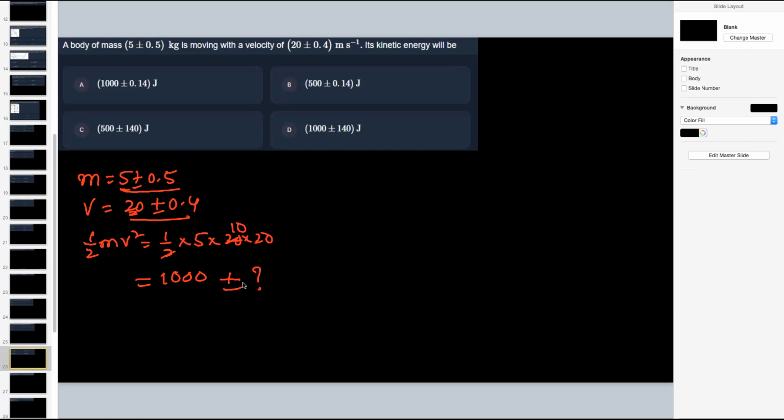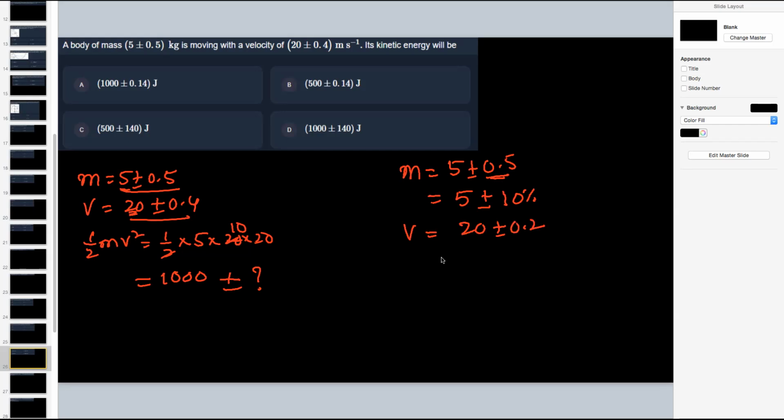Now this type of problems, how to do, very carefully. This type of problem will be given. What is the mass given? 5 plus or minus 0.5. That means 0.5 is how much percentage of 5? This 0.5 is the value of the error. Now, how much percentage of error? Is it 10%? Okay.